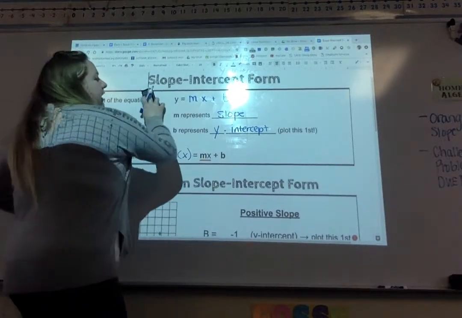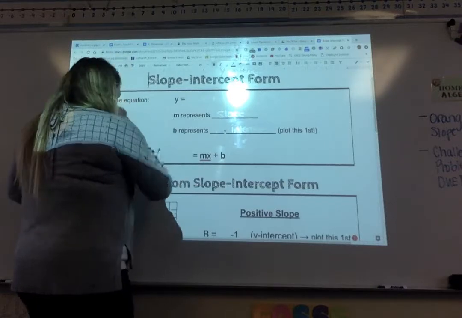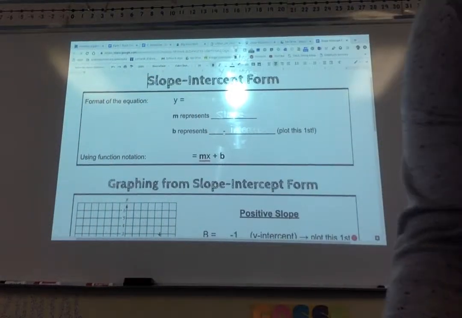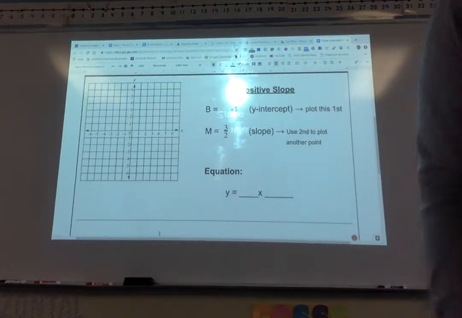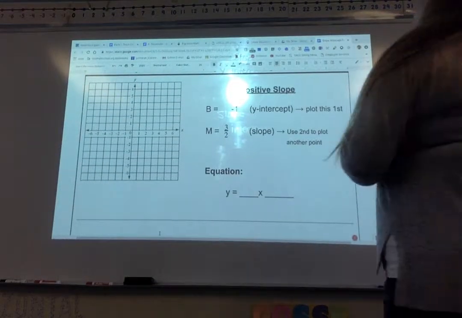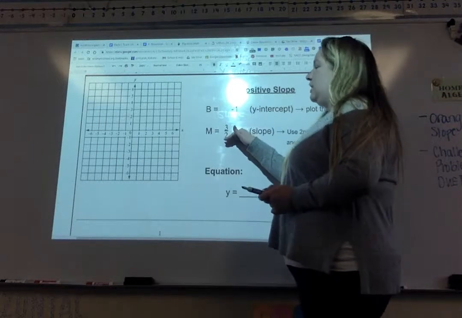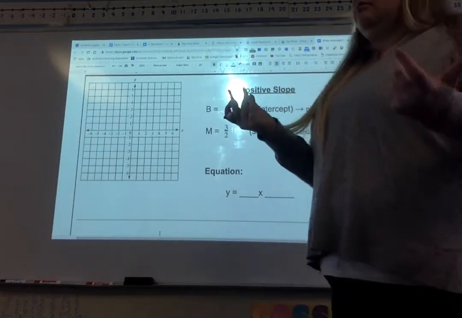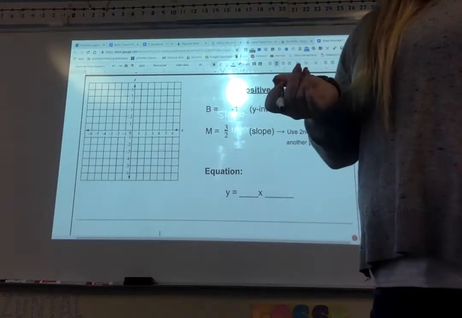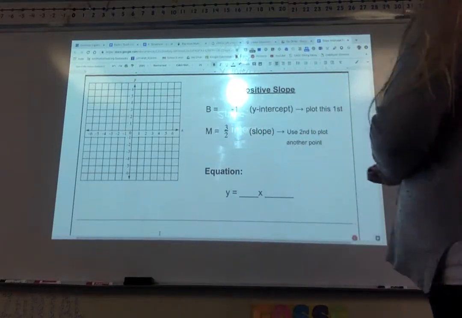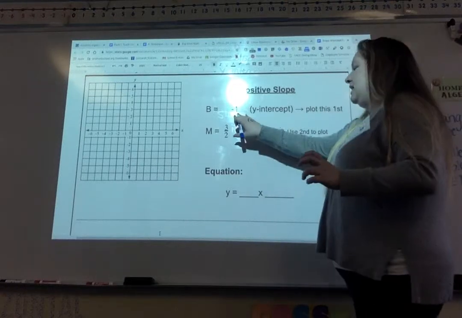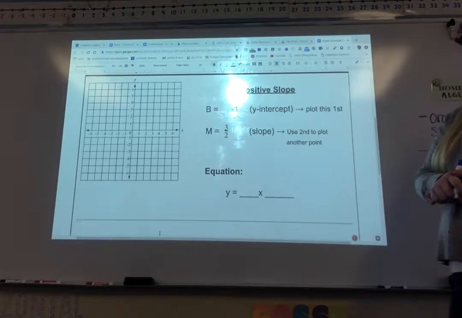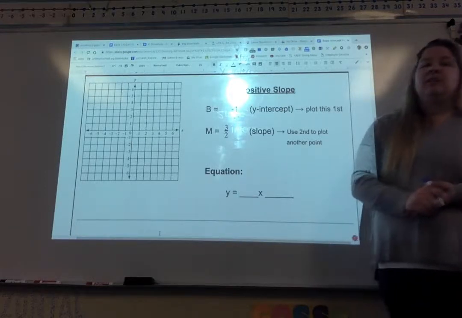Now we're going to practice graphing with a positive slope. So here you're already given the y-intercept and you're given the slope. The y-intercept gets graphed first because, one, it's the easiest identifiable point on a graph. So it says b equals -1. Where is that going to go on our graph? It intersects the y-axis at -1. Where is that?